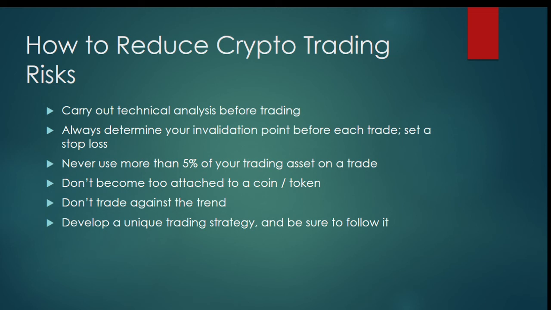When I say on a trade, I'm saying, let's say you're trading BTC USDT. Don't use more than 5% on one trade. If you want to go long on BTC USDT, use 5% of your asset on that. If you want to go short on BNB USDT, use 5%. Don't use more than 5% of your asset on a trade.